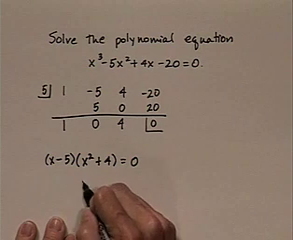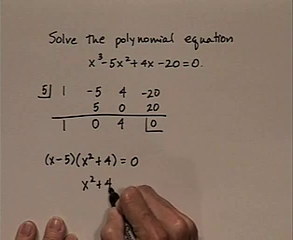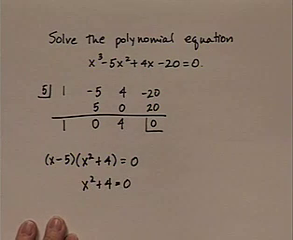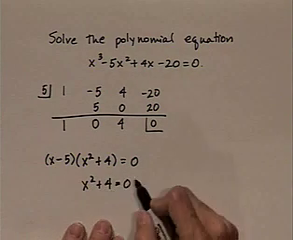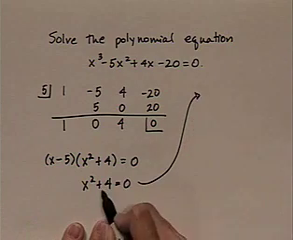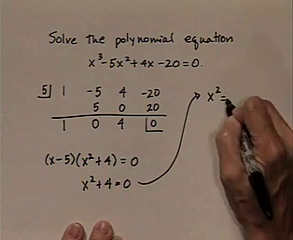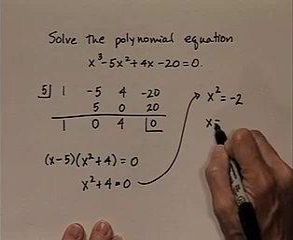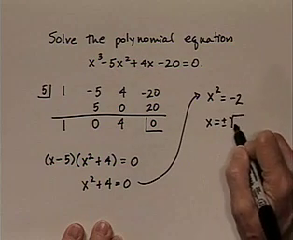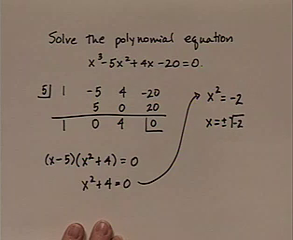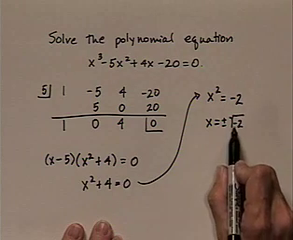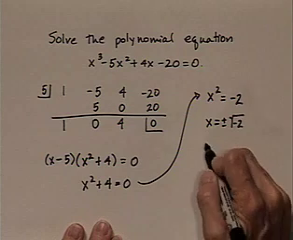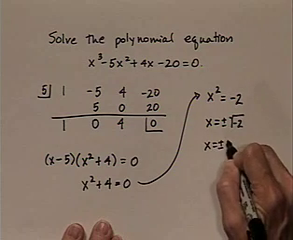So let's get the rest of the solutions by setting the other factor equal to 0. Subtracting 4 from both sides of this equation, I see x squared is negative 2. Taking the square root of both sides, x is both positive and negative the square root of negative 2. I don't leave the negative in the radical. I write my result as plus or minus i.